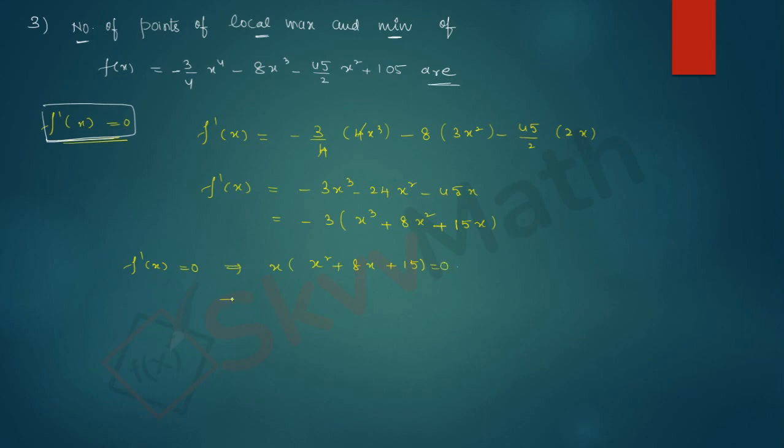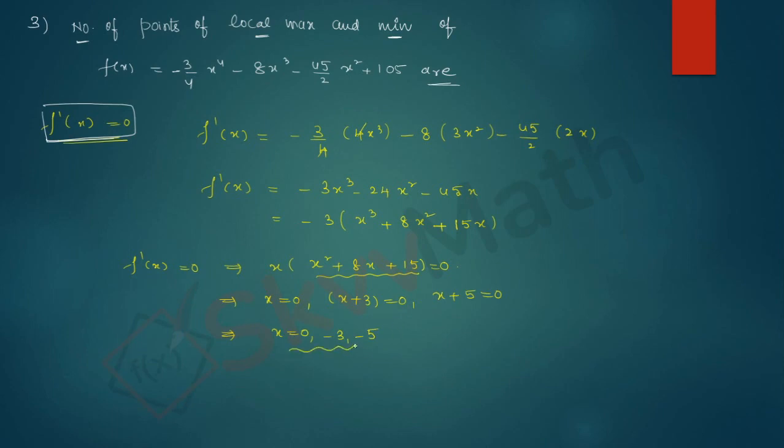Now you can solve for x. One value of x is already 0. If you factorize this, 5 times 3 is 15, right? So x + 3 = 0 and x + 5 = 0. You can do this yourself, it's a quadratic equation. 5 times 3 is 15, so writing 5x + 3x, you get the factors x + 3 and x + 5. So x = 0, and I have -3, -5.